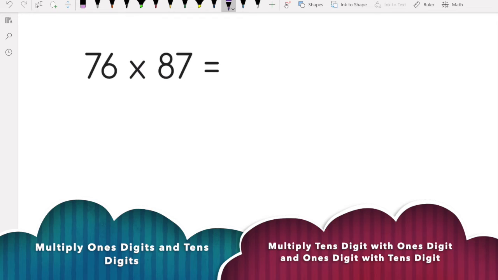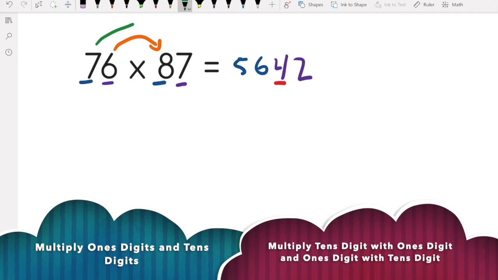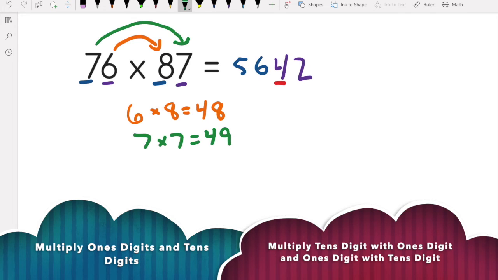Okay, last one. Let's do some big numbers here. 76 times 87. There's a lot of carry in here, so let's try it out. So 6 times 7, I'm going to write 42. And then 7 times 8 is 56. And again, this is my quote-unquote middle number that I'm going to add to this next part. I'm going to do 6 times 8, ones times the tens, and then the tens times the ones. 7 times 7. Okay, 7 times 8 is 48. 7 times 7 is 49.